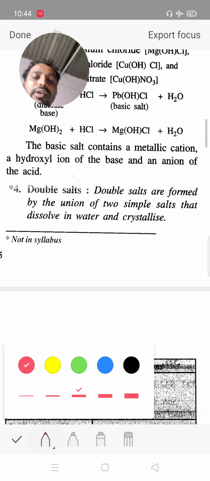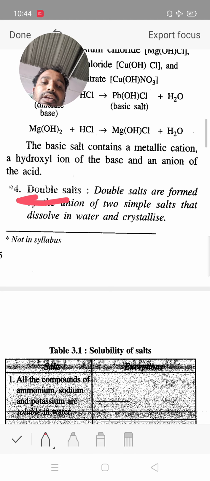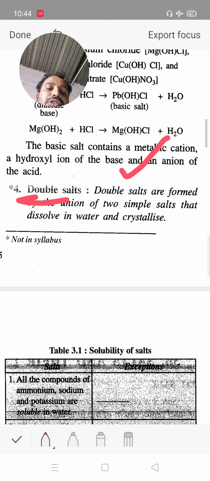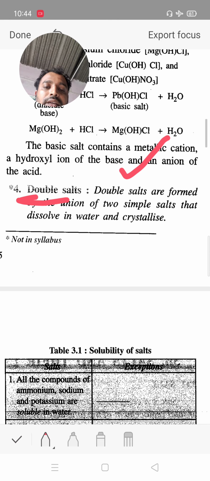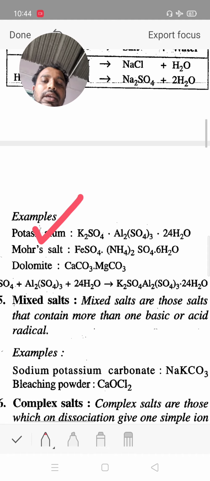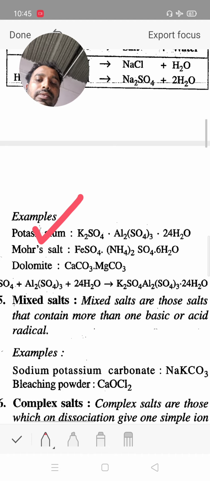Next, double salt. A double salt is a union of two simple salts. Example, potash alum is an example of a double salt. They dissolve or are soluble in water and crystallize. In potash alum, the formula is K2SO4, Al2(SO4)3 and 24H2O.